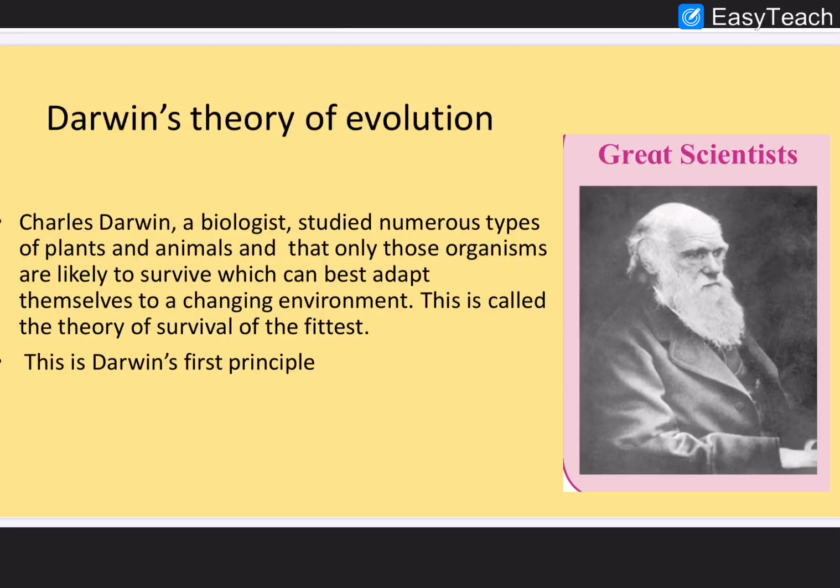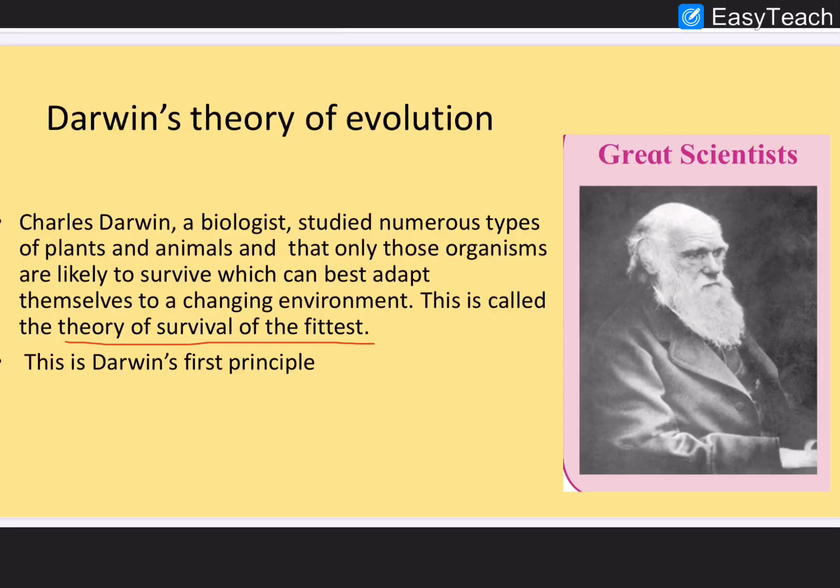Charles Darwin, a biologist, studied numerous types of plants and animals, and concluded that only those organisms are likely to survive which can adapt best to a changing environment. So this is the theory of survival of the fittest. This is just for your information. This is not to be learned by heart. This is the name of the theory: survival of the fittest.